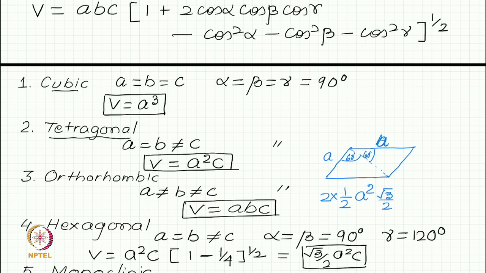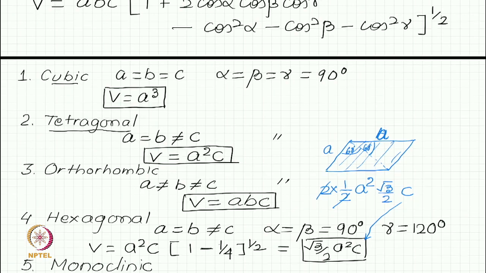Because there are two triangles involved, I multiply it by 2, and this is the area of the base, height is c. So, I multiply it with c. So, root 3 by 2 a square c, happily as given by the formula. So, formula seems to be working.